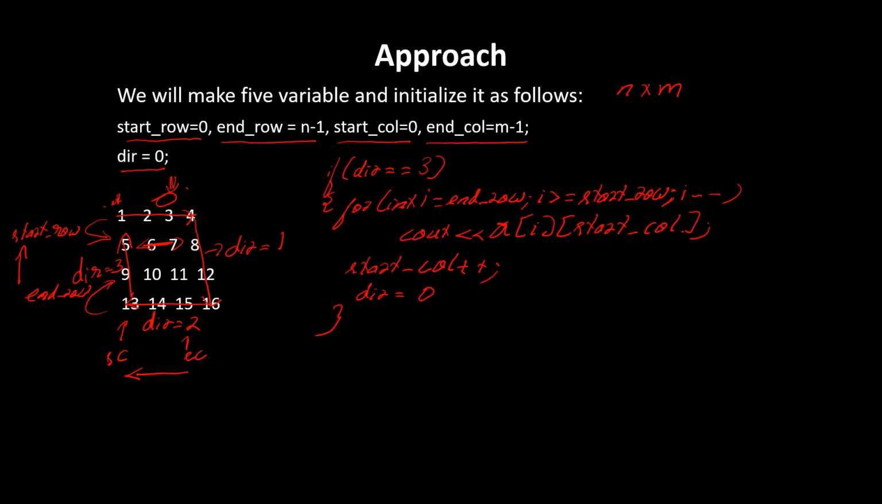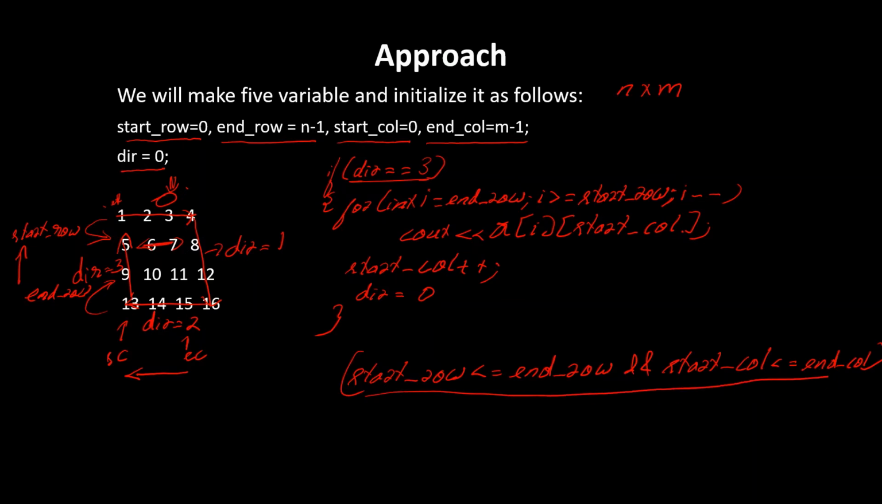So we will run our loop till start row is less than or equal to end row and start col is less than or equal to end col. So we will run our different if conditions till this condition holds true. When this condition becomes false, it will come out of the loop and the array will be printed in spiral form. So let's see the code for this.